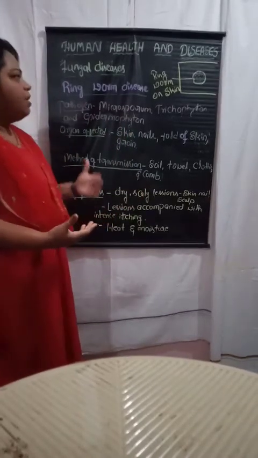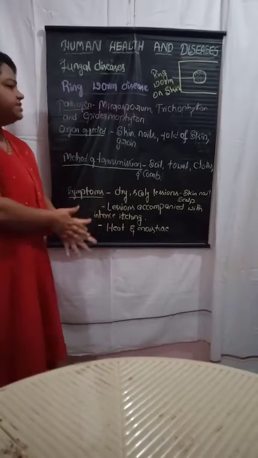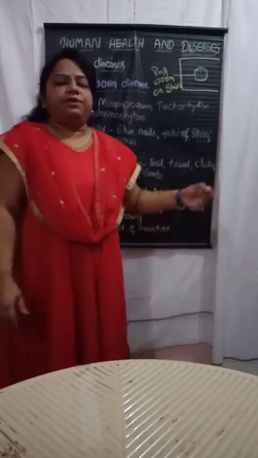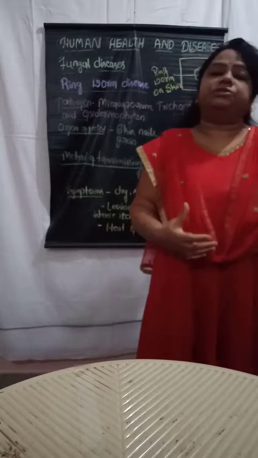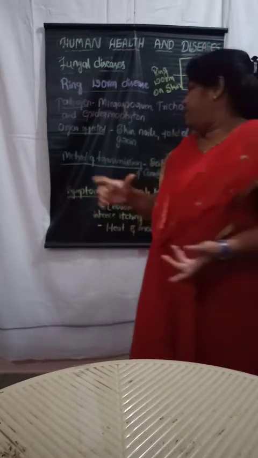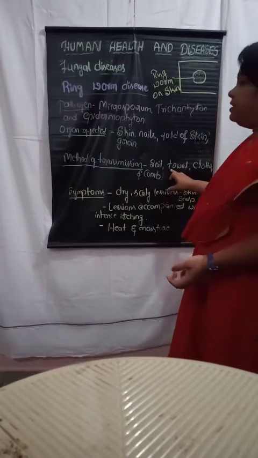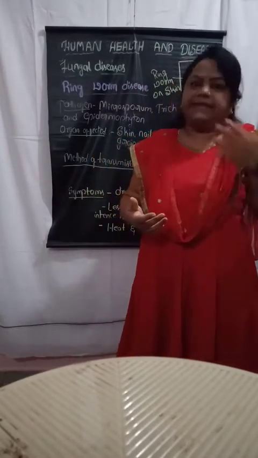How is it transmitted? The transmission takes place through the soil. Wherever we are playing with the soil, and small children play with the soil, the transmission of this disease takes place. Then towels. Suppose someone has a ringworm infection.